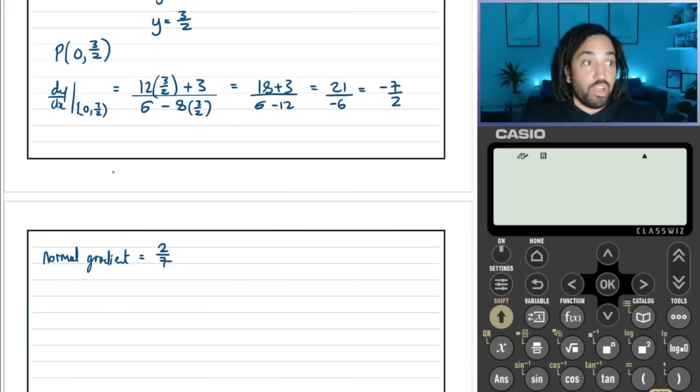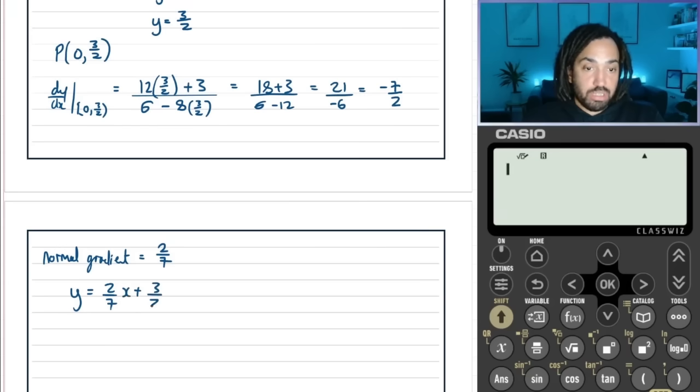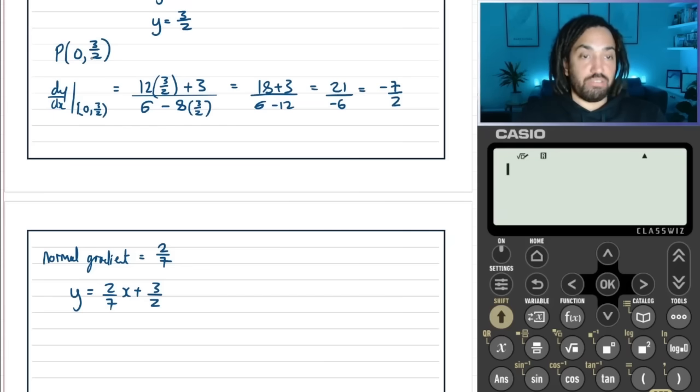And we know the coordinates of P, so we can just substitute in. In fact, we know it's going to be y is equal to 2/7 x plus 3 over 2, simply because the point P is on the y-axis, so therefore the y-intercept is going to be 3 over 2. Perfect.